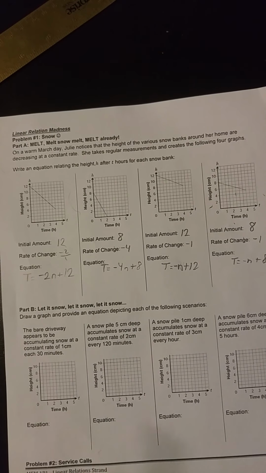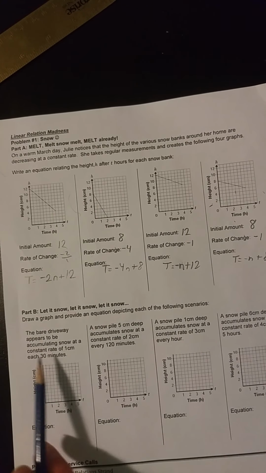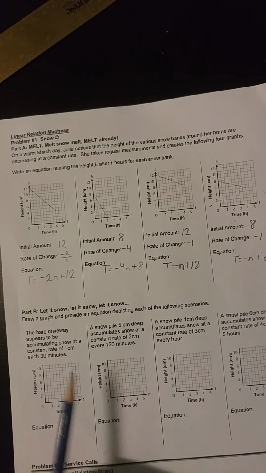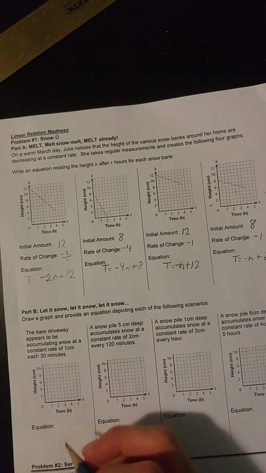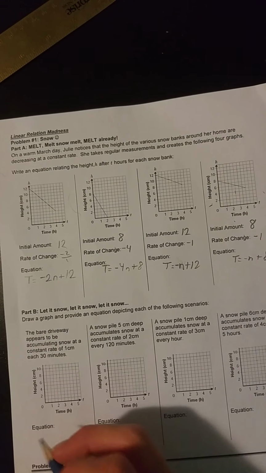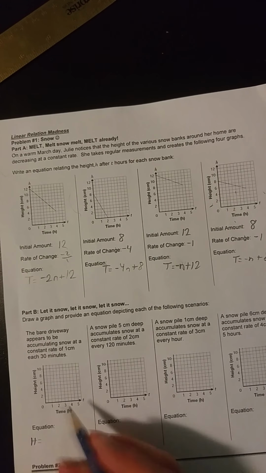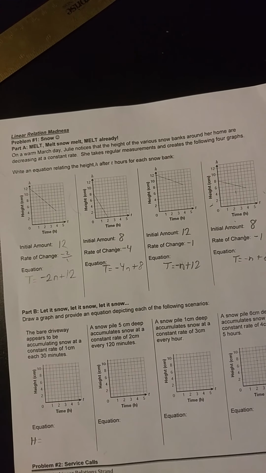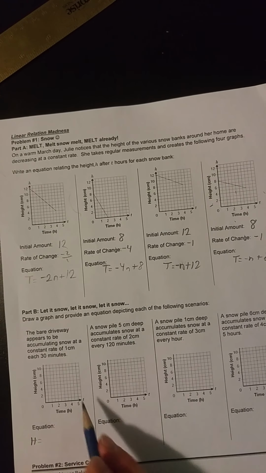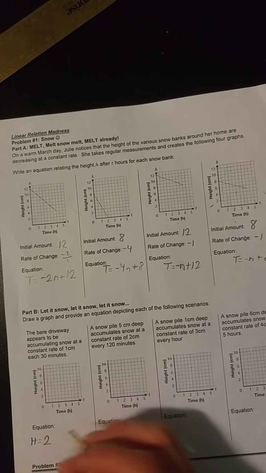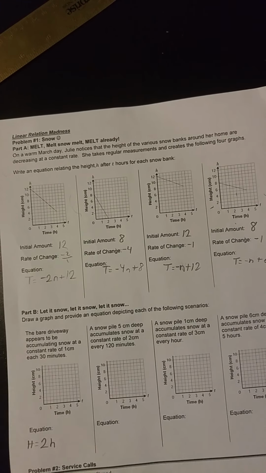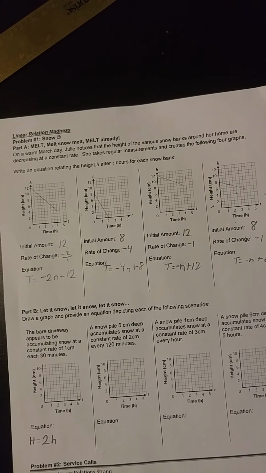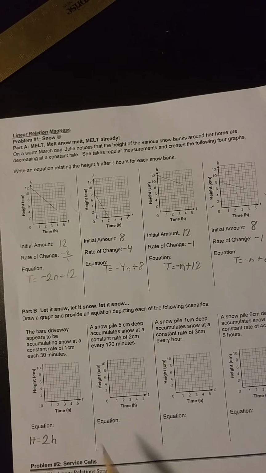Okay. Now we have to actually draw our own graph. The bear driver appears to be commuting slow at a constant rate of 1 centimeter each 30 minutes. So we can say our equation is, we can use different letters here. We'll say the height of the snow equals, so it's 1 centimeter per 30 minutes. We're doing per hour though, so it'll be 2 centimeters per hour. 2 times h. So however many hours there are, multiplied by 2 will give us our equation.